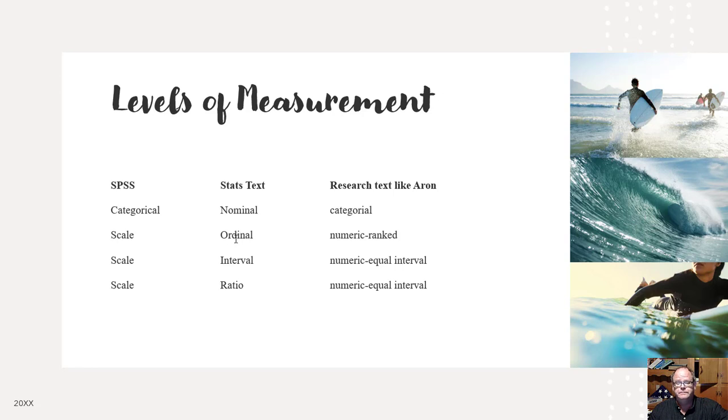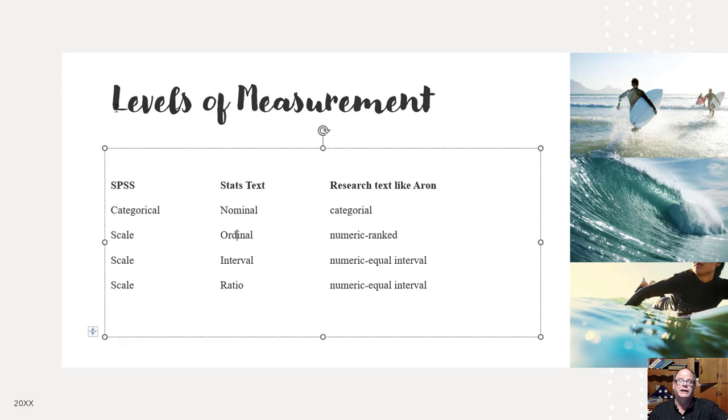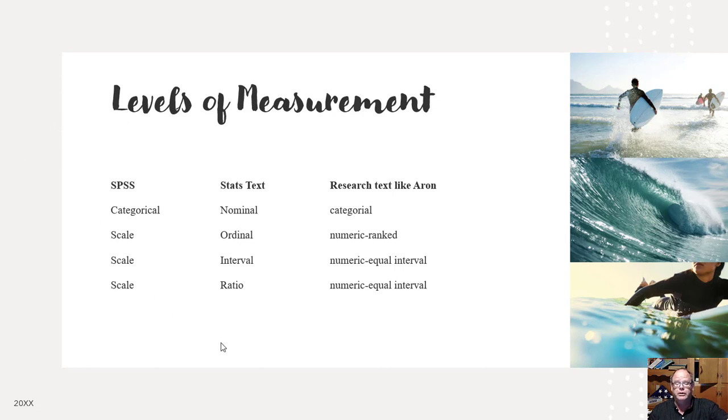The next is ordinal. So this is a little bit better. There's a little bit more information. It's usually numeric. There might be letters sometimes like A, B, C, D, but there's a ranking. Okay, it doesn't tell us how close one is to the next, but it does put things in order. Likert scale data would be like this, something that says rate this from 1 to 7 or whatever. So a stats text is going to call this ordinal because that's really all that we've got. The only thing it's giving us is the information about the order. SPSS is going to call this scale, and then our Aaron text calls it numeric ranked.